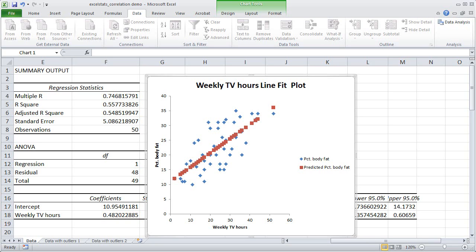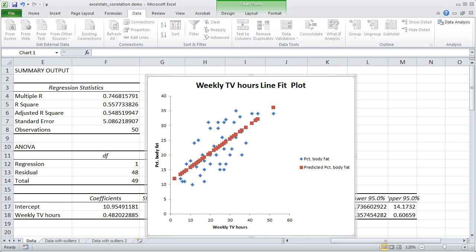Now let's look at some of the things you need to check for in order to avoid getting fooled by the results of your regression analysis. Most of the problems in regression can come from something called outliers. These are cases in your data that don't conform to the overall pattern. And they can cause two kinds of problems.